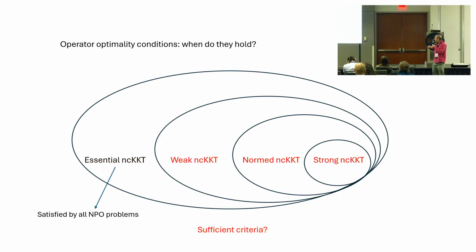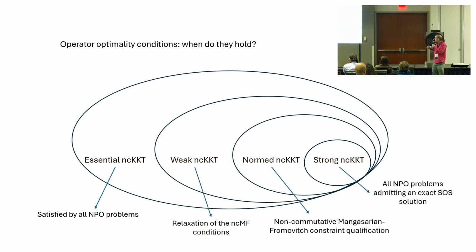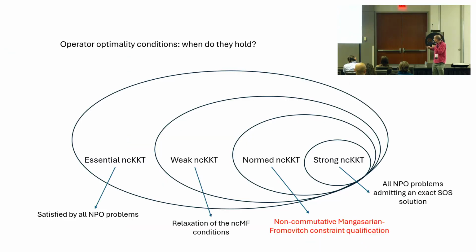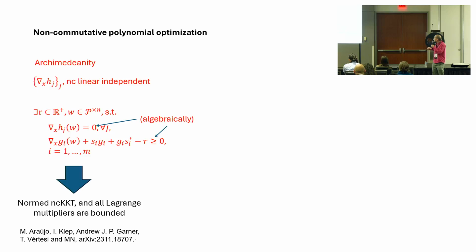For the other 3, you have to check the problem constraints, okay? So we found some sufficient criteria for each of these things. But again, I don't have time to tell you about those criteria, so I'm going to focus on just one, which is this one. This is the criterion that guarantees that you have norm NCKKT, and not only that, all Lagrange multipliers are bounded. This is the best possible scenario, because norm NCKKT is the strongest condition that I know how to enforce with SDP.